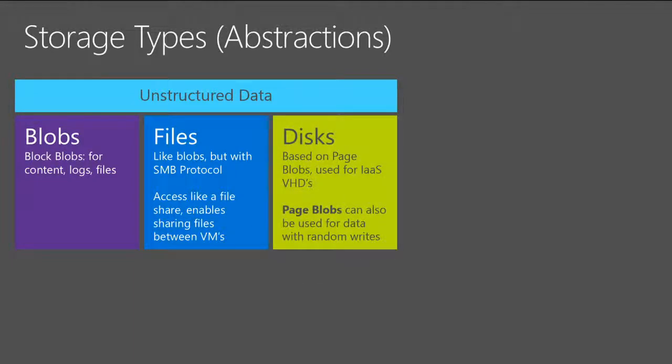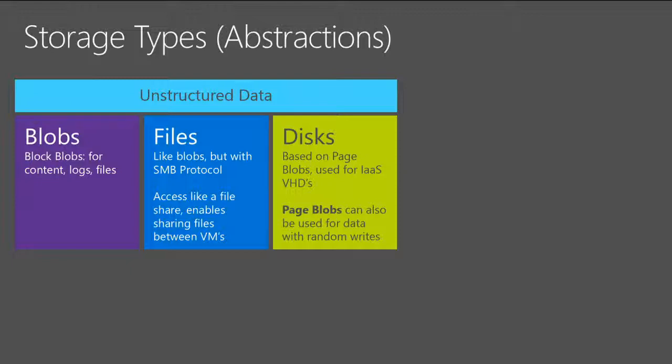Next one, disks. This one's been around for a while, but there are some new tricks around it. Disks are used from your infrastructure as a service VMs. All the Azure disks that you're using to support your OS drive and your data disks are actually backed on Azure storage. They live in Azure storage. They're actually page blobs underneath. A page blob is just a special kind of blob that's optimized for being able to do random writes.